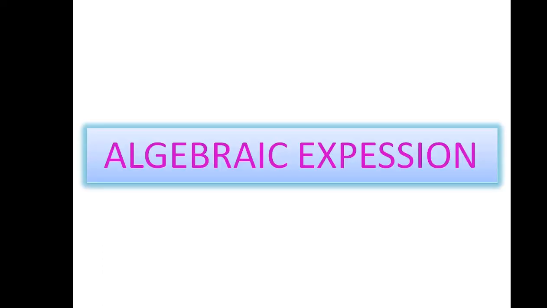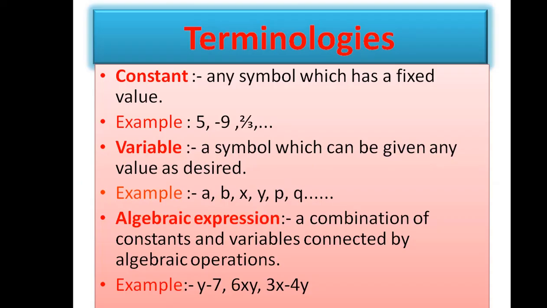Today our topic is algebraic expressions. In this video we are going to see the basic terminologies which we come across in algebra. The first term is constant. Any symbol which has a fixed value is called a constant. Examples: 5, -9, 2 by 3. All these numbers are constants. Wherever they come, the value will never change. So those terms are called constants.